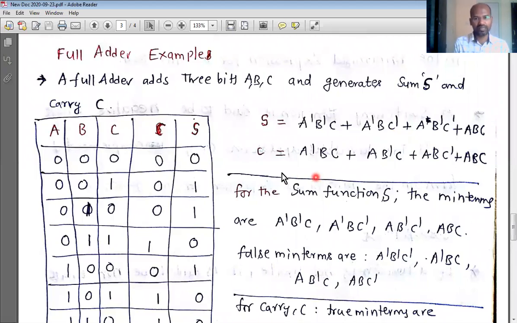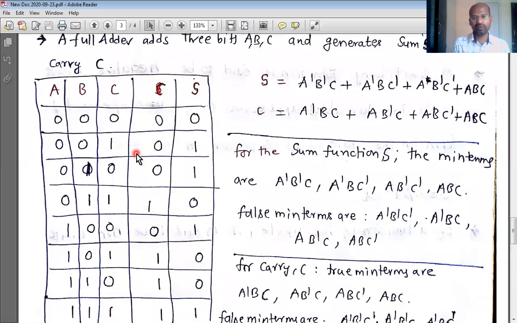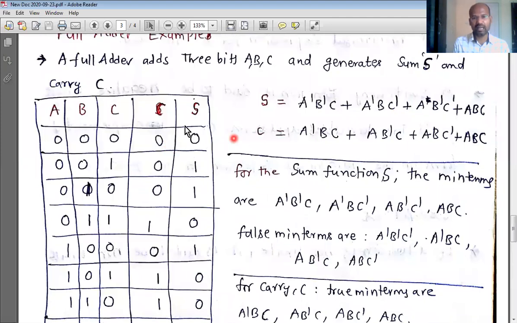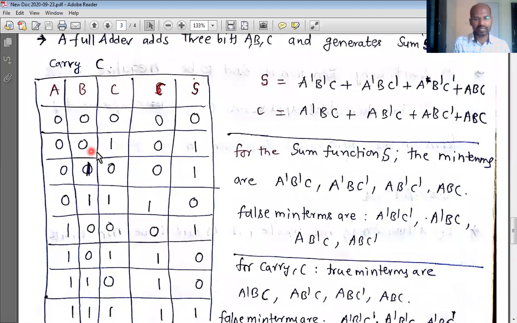Right? Now we are doing the second step. We are converting this truth table into a valid Boolean expression. Let's see how to do that. Now there are 2 outputs for the full adder. One is the sum output, the other one is the carry output. So we will have one expression for sum, another expression for carry. Now what is the expression for sum?